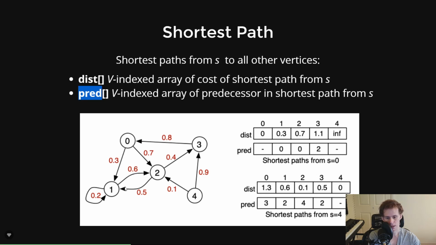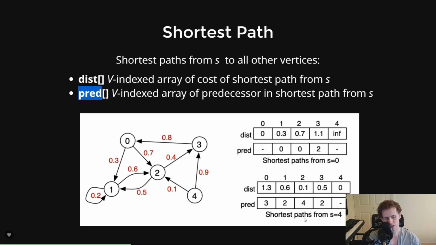Okay. What is the shortest path from 0 to 2? Well, it's 0.7 and 2 came from 0. Okay, sure. Shortest path to 3 is 1.1 and we came from 2 and 2 came from 0. Okay, so I know I go 0, 2, 3. It's a little bit like how we did that pathfinding stuff with the searching algorithms.